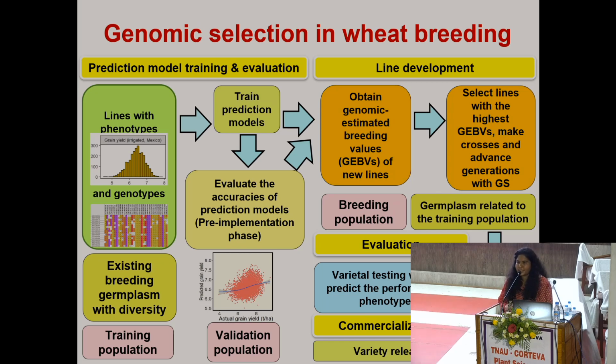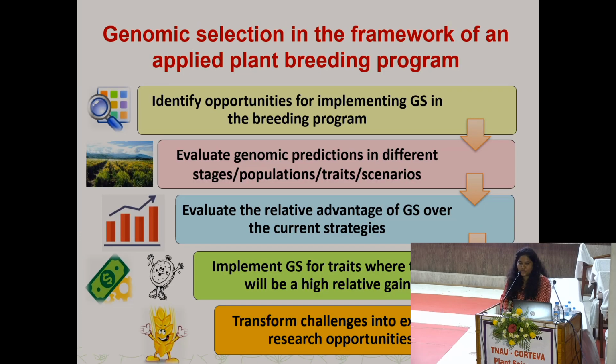When I was asked to implement or evaluate genomic selection in the wheat breeding program at CIMMYT, these are some of the stages which I think are important. The first thing is to identify opportunities: where do you think genomic selection can fit in the breeding program? The next thing is to evaluate genomic predictions in different stages and different populations, because the prediction accuracies might be different.